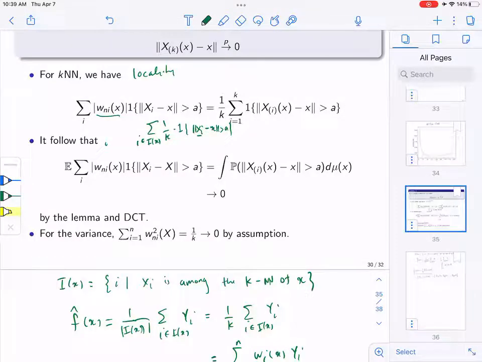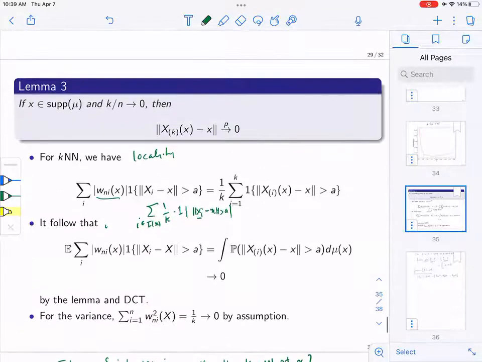But then if you agree with this, then I take the expectation of both sides. Expectation goes inside, I get this probability. This probability is exactly what we have here. So this probability is going to 0, and this is an integral. This is the DCT that we talked about. Probabilities are always bounded. So this function, as a function of n, goes to 0. And so the integral goes to 0. So the locality assumption is satisfied.